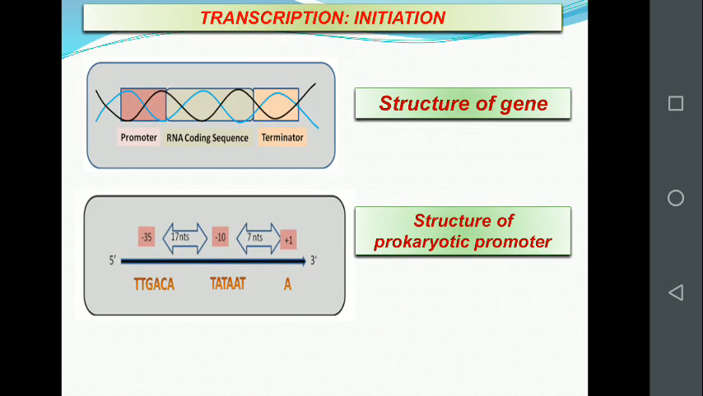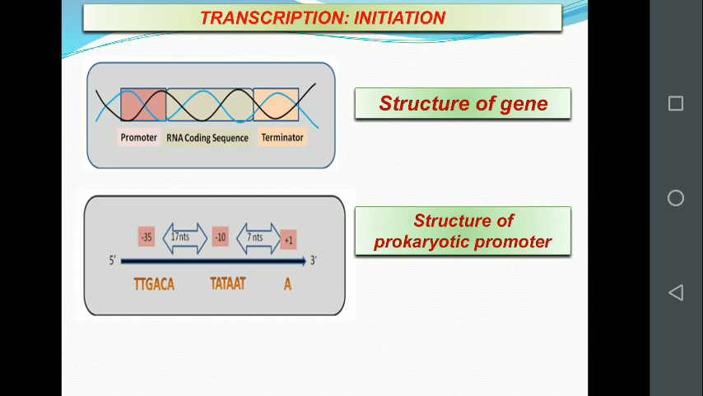When we look at the structure of a gene, the gene should have the nucleotide sequence which corresponds to a specific amino acid sequence in the respective protein. That nucleotide sequence region is known as the RNA coding sequence.